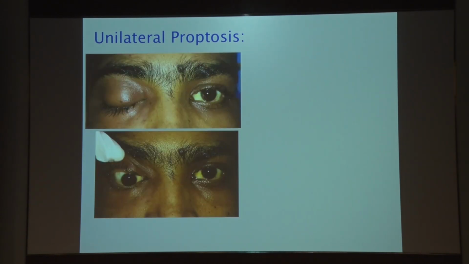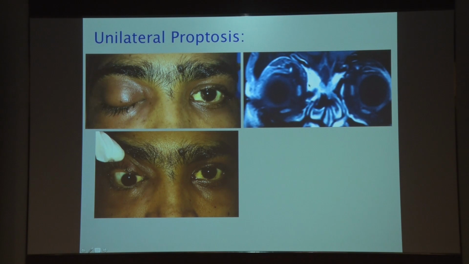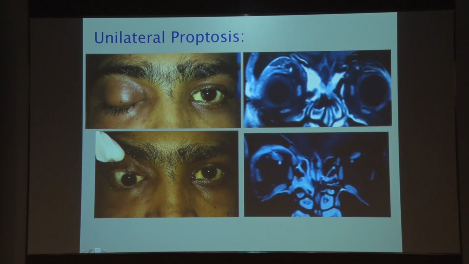So the second one is, again, a similar picture, full ptosis, restriction of movements, but can you see no ecchymosis? So I'll give you a clue. That's an MRI, the sinuses are filled. Patient had COVID.